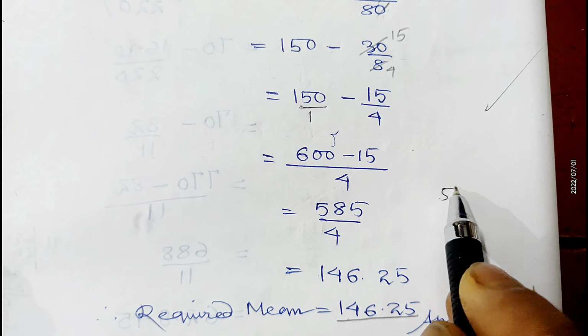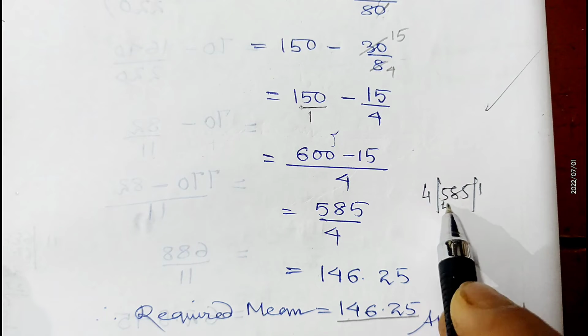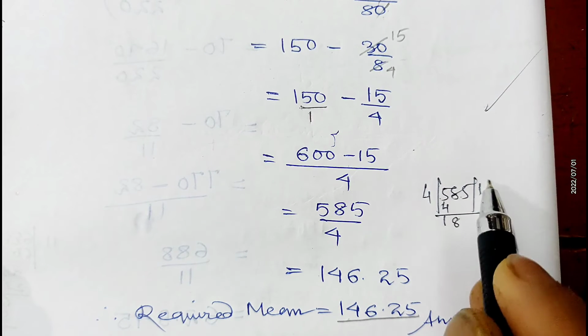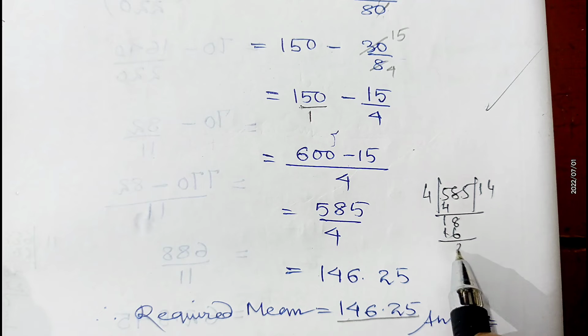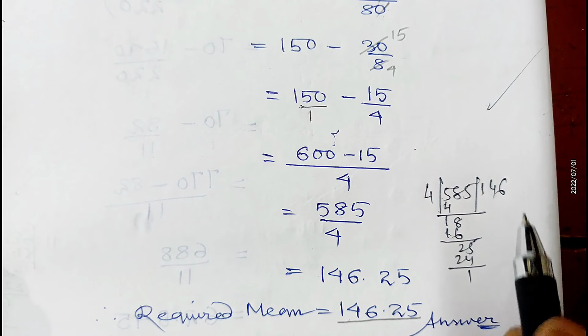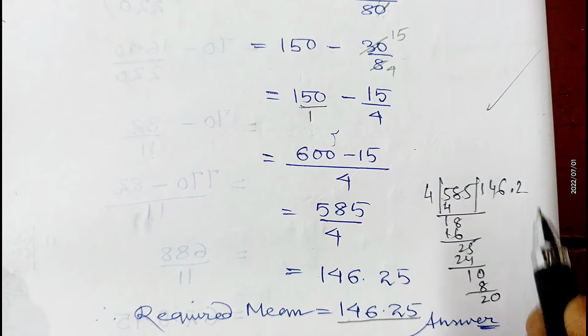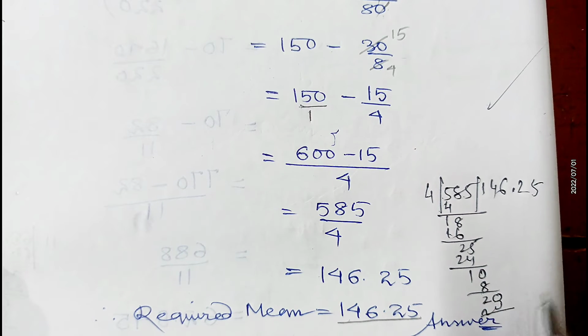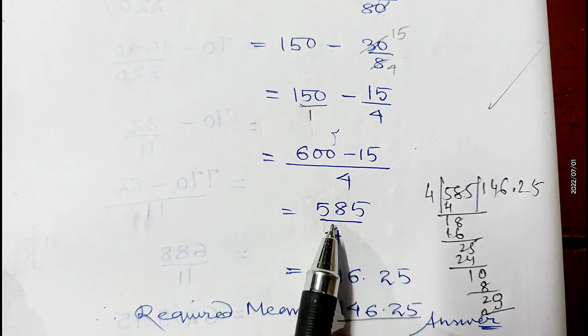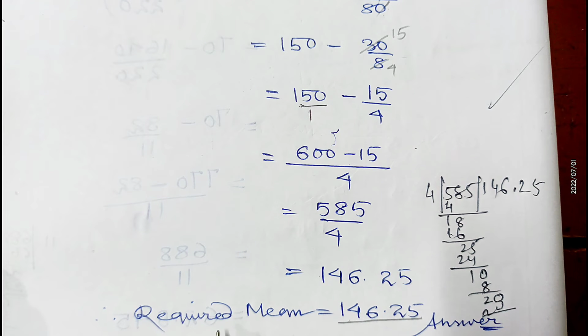585 divided by 4. 4 ones are 4, 1 remains 1, 8. 4 fours are 16, it will be 25. 4 sixes are 24, it will be 1. Take the decimal, it will be 10. 4 twos are 8, 2 remains, 20, 4 fives are 20. So it will be 146.25. So after dividing, you are going to get 146.25. Therefore, the required mean is 146.25.